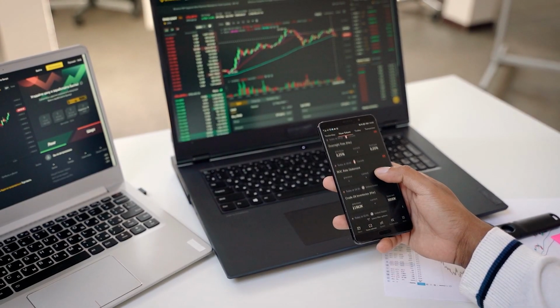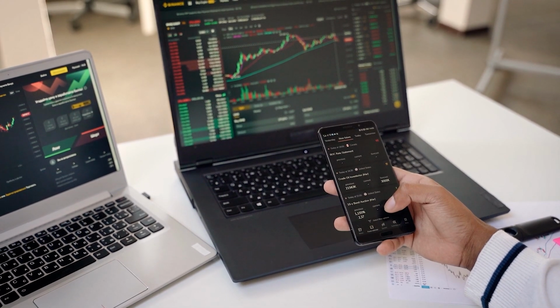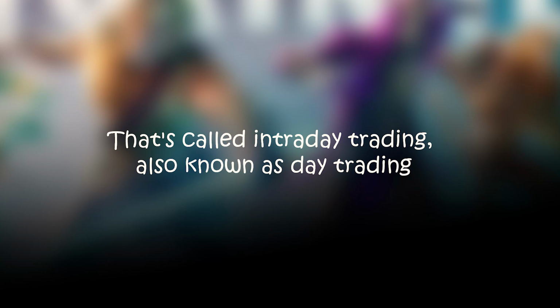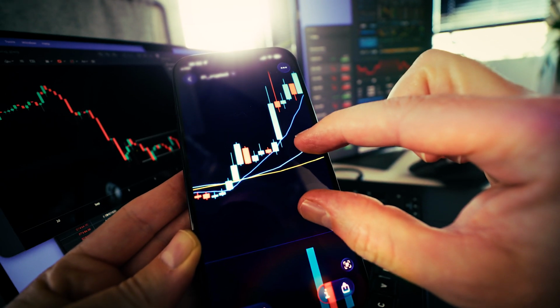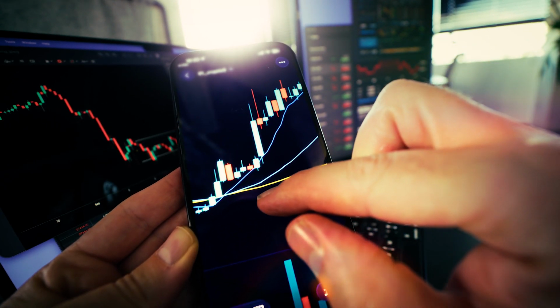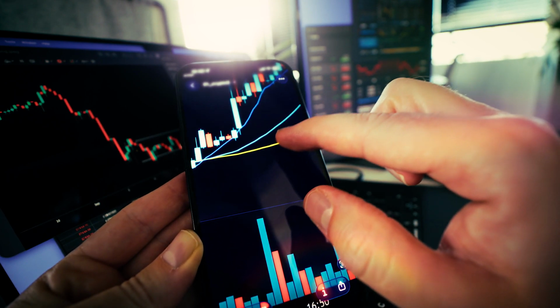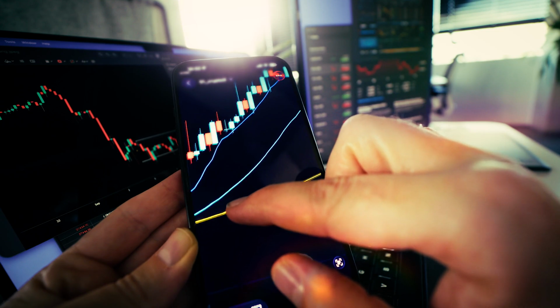Have you ever wondered how traders buy and sell stocks within the same day and make money from small price movements? That's called intraday trading, also known as day trading. Intraday trading means opening and closing a trade on the same day. Traders look for opportunities when stock prices move up or down during market hours.